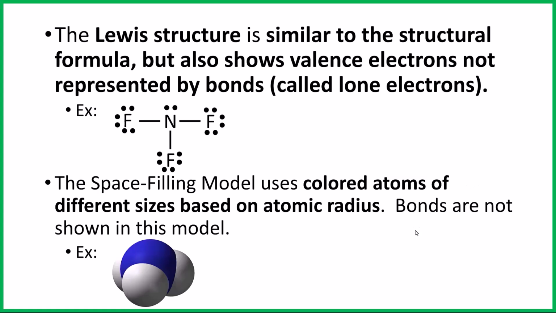And the space filling model is another way to write a formula. It uses colored atoms of different sizes based on the atomic radius. So this is NF3 here, just as the other versions were, but the nitrogen is now in the center as a colored ball, and then 3 fluorines around the outside. Bonds are not shown in this type of space filling model.